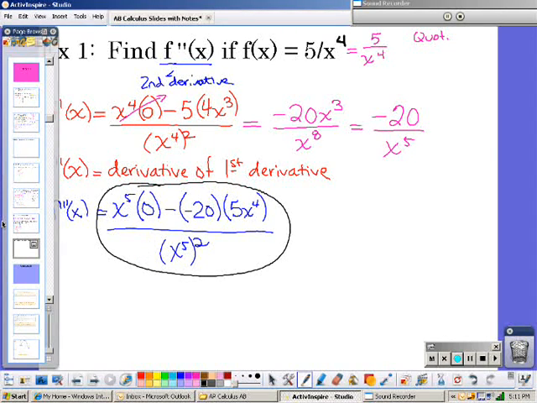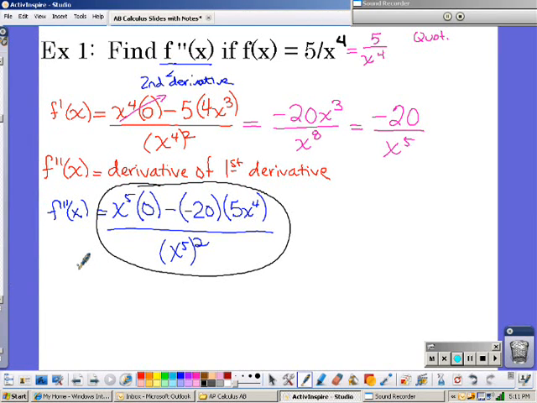So that wraps up the first of our sections of applications of derivatives. So be sure to keep these notes handy, make sure you've copied everything down, and you can use them for reference.